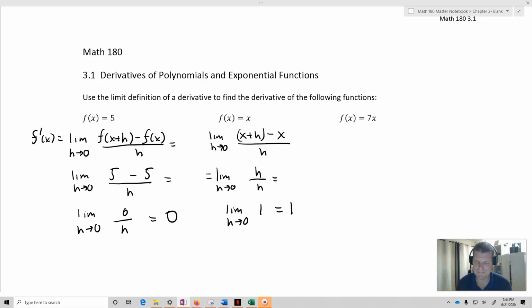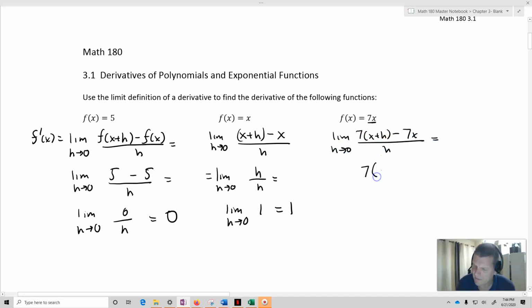Okay, great. What about if I multiplied x by a scalar? What would happen then? Let's see what we get. We've got the limit as h goes to 0 of 7 times x plus h minus 7x all over h. And what you see now is you can actually factor out that 7. So this is now 7 times x plus h minus x, over h.